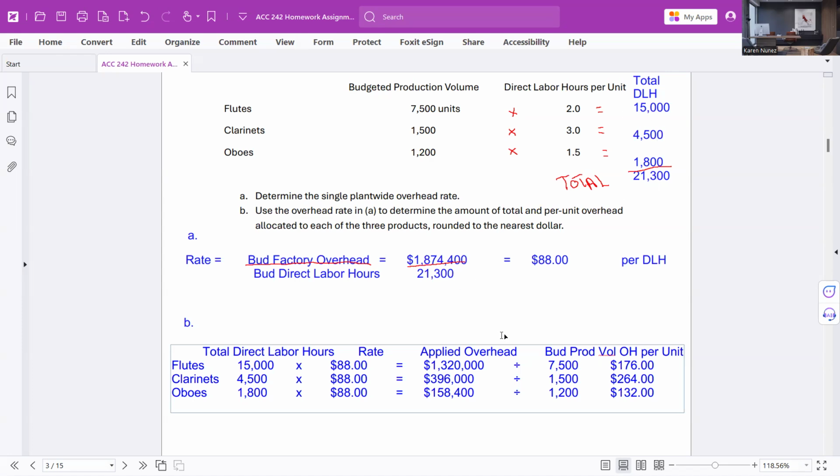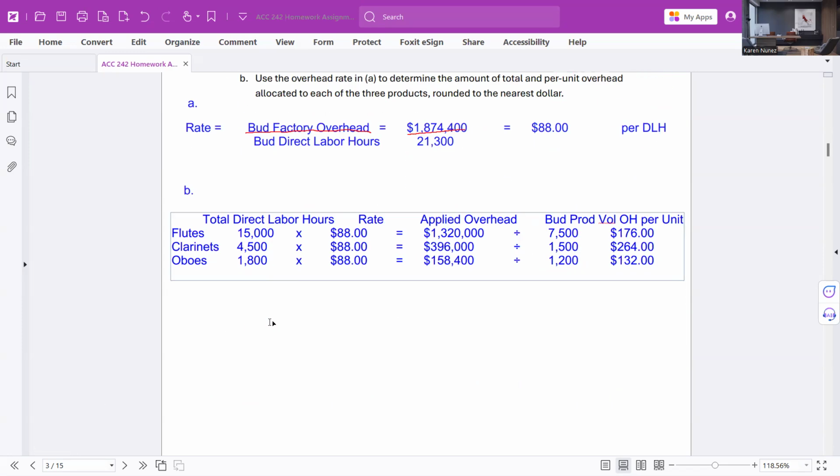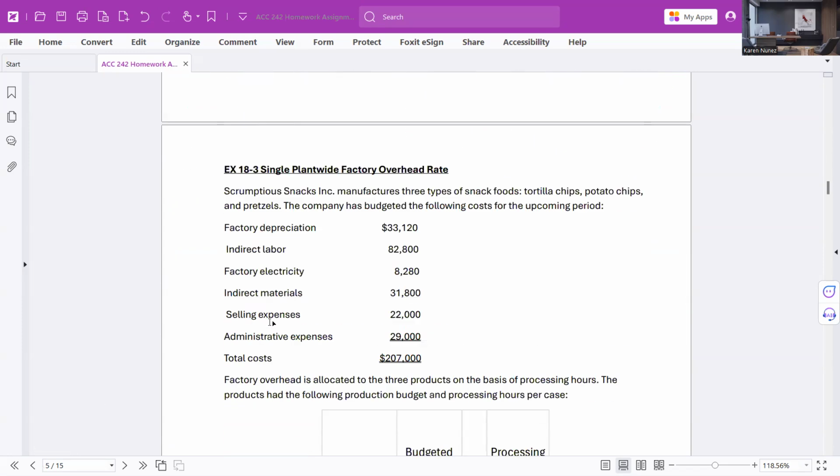We got that denominator. Okay, so single plant-wide overhead rate. Find the rate, use the rate. We're always going to use the rate in the same way. Take the activity times the rate gives us the applied overhead. Okay, so that's another example of a single plant-wide overhead rate. One more. Let's look at one more example of a single plant-wide overhead rate.